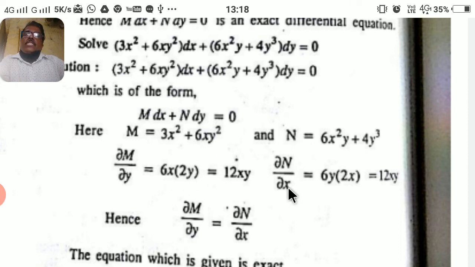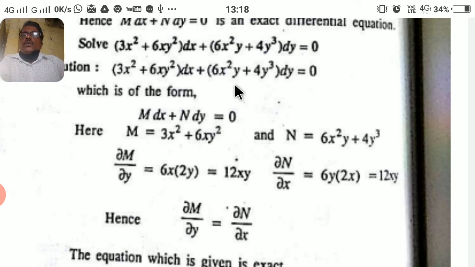Similarly, differentiating n with respect to x, here treating y as constant. Write y as it is; differentiation of 6x² is 12x, that is 6 into 2x. Since y is treated as constant, the differentiation of the other term becomes 0. So it is 12xy. Therefore ∂m/∂y is 12xy and ∂n/∂x is also 12xy. Both are equal, so the given differential equation is exact.